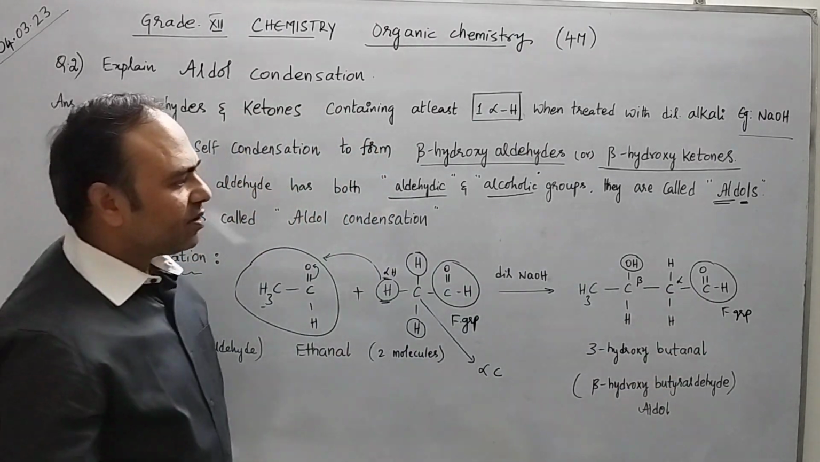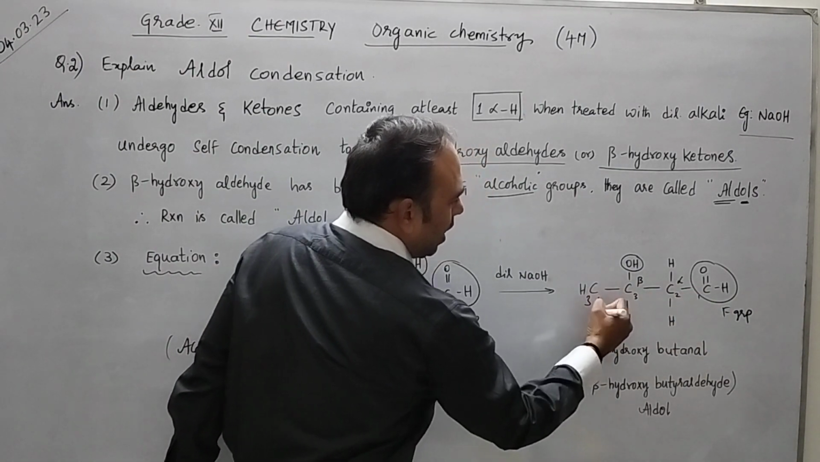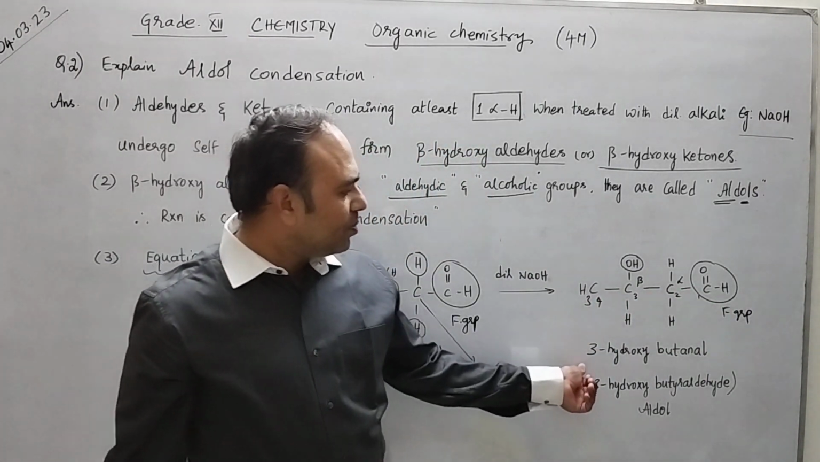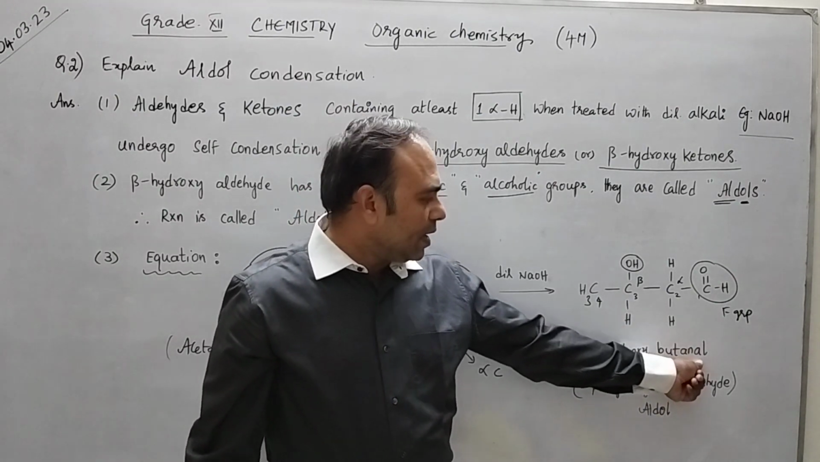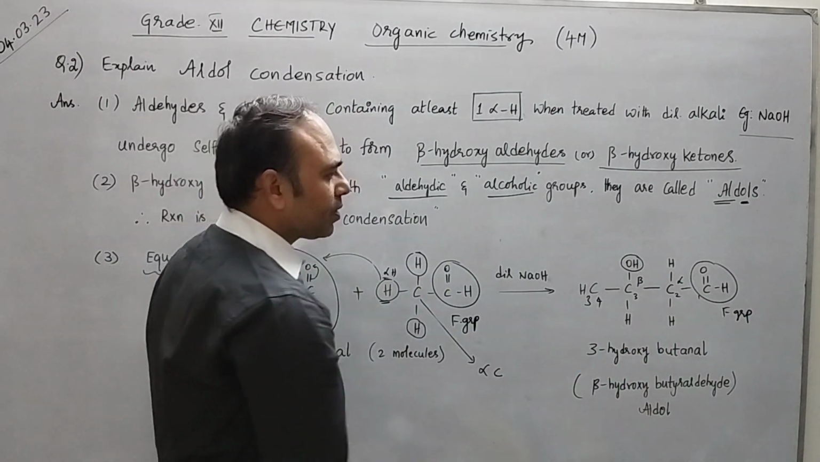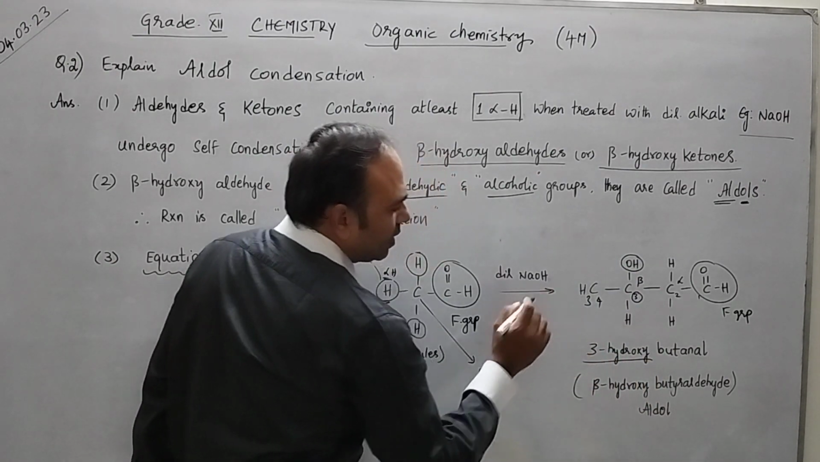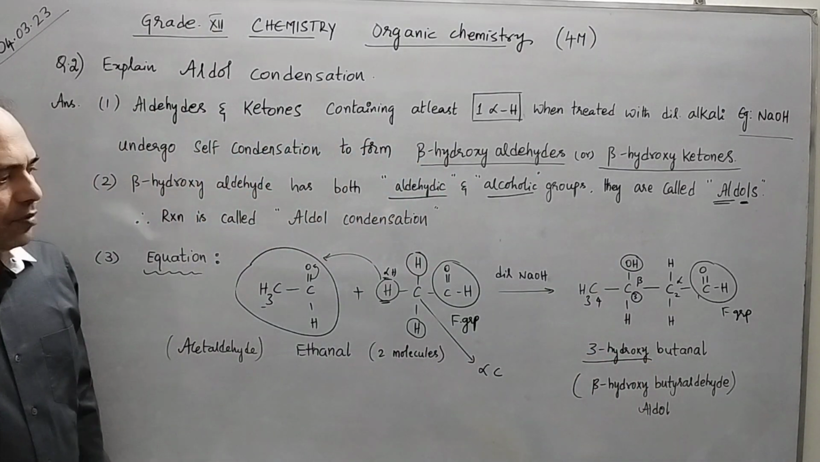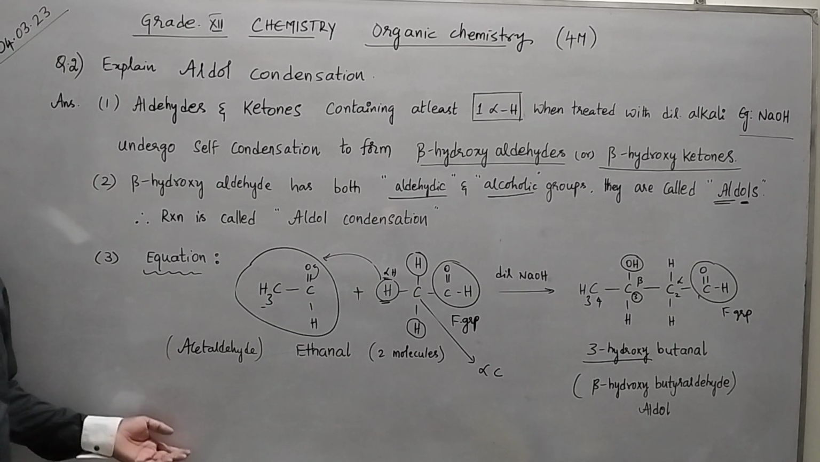And if you name this from this side, you will start 1, 2, 3 and 4. The root word will become but. Single bond, therefore an, and al is the aldehyde. In nomenclature we already discussed. And on the third carbon, an OH group is there, hence we call it 3-hydroxybutanal. Hope you have understood Aldol condensation. Thank you so much.